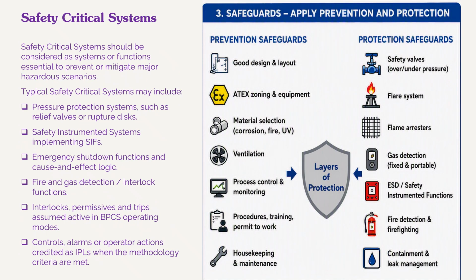Safety critical systems are systems or functions that play an essential role in preventing major accidents or mitigating their consequences. Examples include pressure relief systems, emergency shutdown systems, fire and gas detection systems, and safety instrumented systems. Interlocks, permissives, trip functions, and certain alarm-based operator responses may also be considered safety critical when they are relied upon for risk reduction. Once identified, these systems require appropriate performance standards, maintenance, testing, and management throughout their life cycle. The objective is to ensure that the barriers identified during risk assessments remain effective whenever a hazardous situation develops.